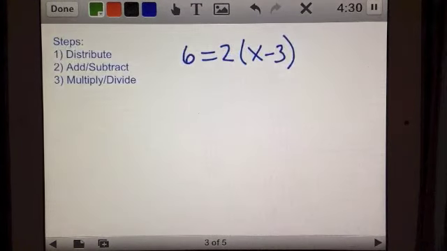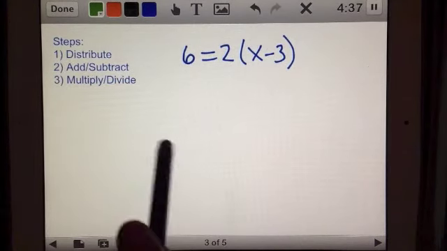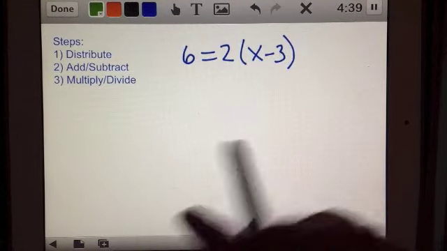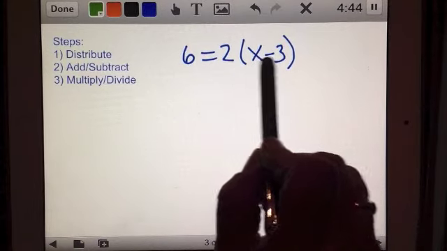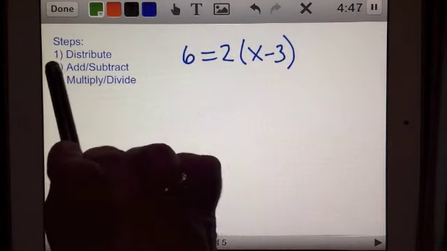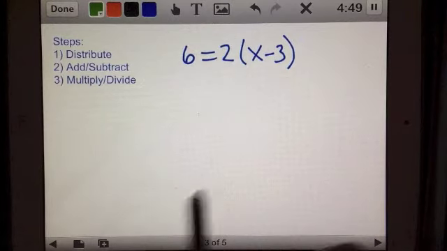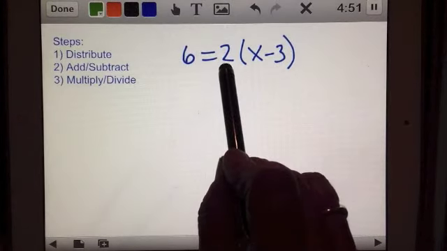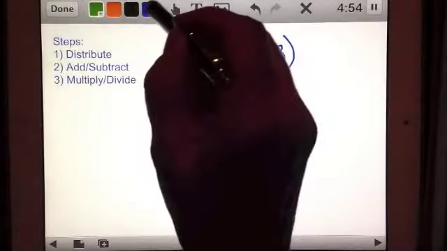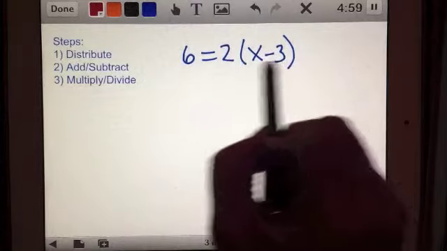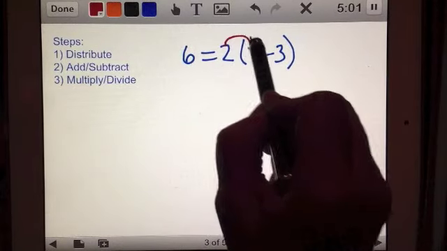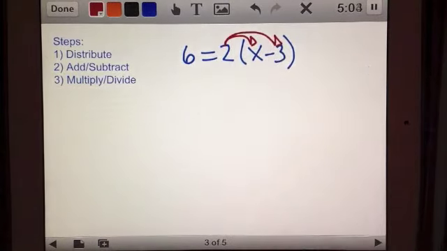Okay, so you watched me do one. Now I would like for you to do one with me. And I have the steps here, again, to remind us the order that I'd like for you to do these steps. So this equation says 6 equals 2 times the quantity x minus 3. Now step number 1 says to distribute. So I would like for you as a class to go ahead and distribute the multiplication of the 2 by everything inside the parentheses. So multiply 2 times x and 2 times 3.